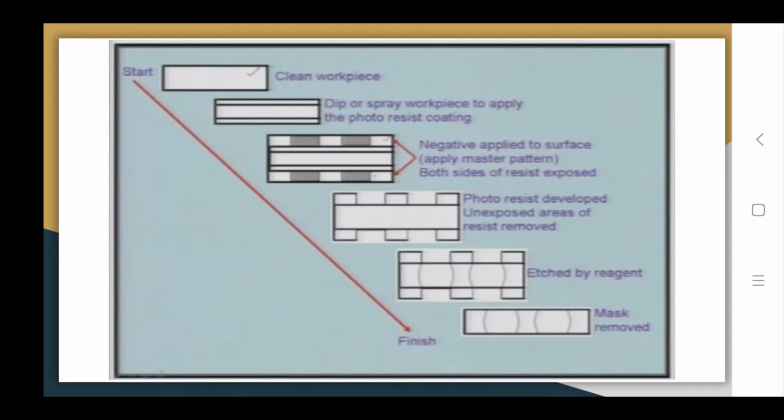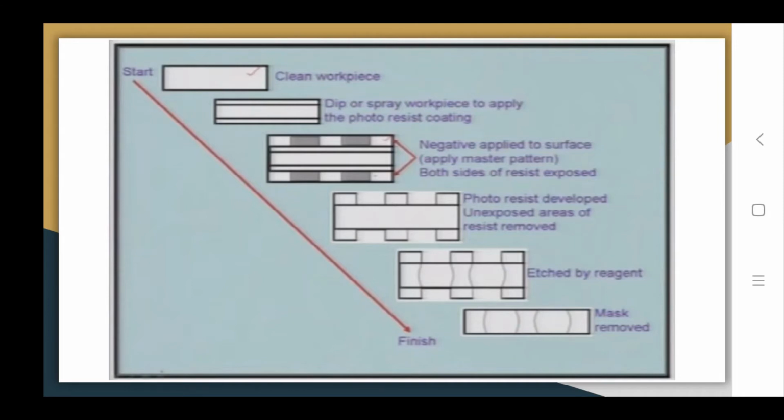Okay, both the sides of the resist will be exposed. Now you can see here the negative which has been placed on the surface, and it is placed on both sides. You can see the top side as well as the bottom side. Instead of machining from one side, you can machine from both the sides, so that the machining rate will increase and the total time taken will be reduced.